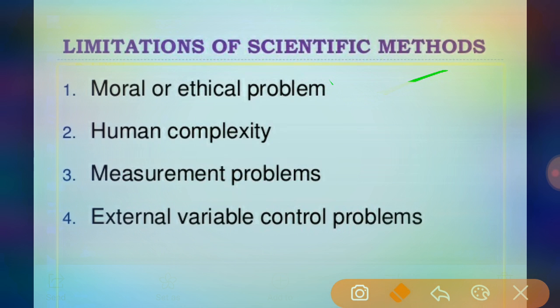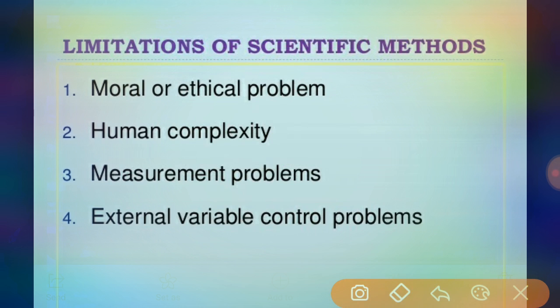Then the second one is human complexity, human behavior. Not only nowadays, in previous days also, human behavior is very complicated, subtle and varied. So it is very difficult to categorize human behaviors. When human behavior is studied and analyzed by other human beings, personal bias may come into the picture. That personal bias will destroy our study. So this is also one of the limitations of the scientific method.